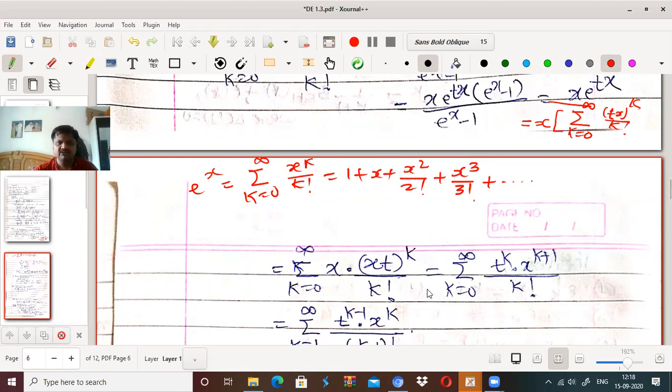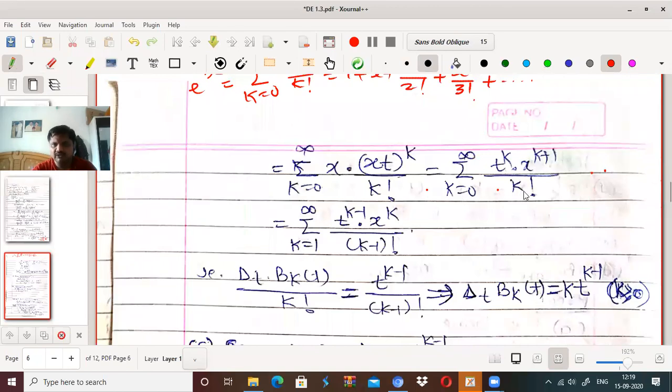Okay, now which is equal to summation from k equal to 0 to infinity x into... this x which is outside, because the sum is over k, x outside can also go inside, so x into (xt) to the power k upon k factorial equal to summation from k equal to 0 to infinity. Now this can be written as t to the power k into x to the power k plus 1 upon k factorial, right? Therefore, okay.